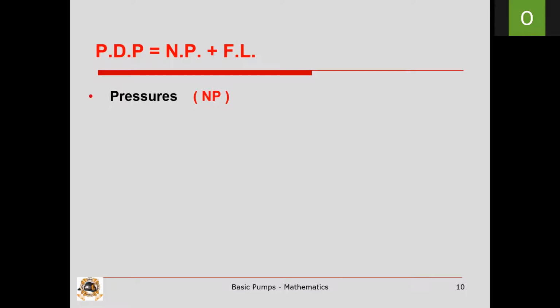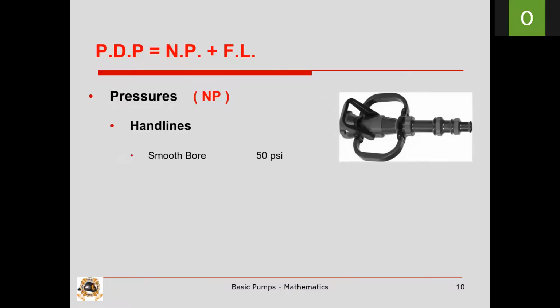We keep going over this. Pressures, nozzle pressure, hand lines. We went over this before. Smoothbore tips. Anything that you're going to hold in your hand is going to be 50 PSI.